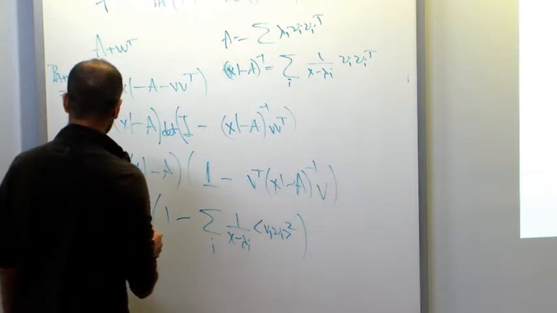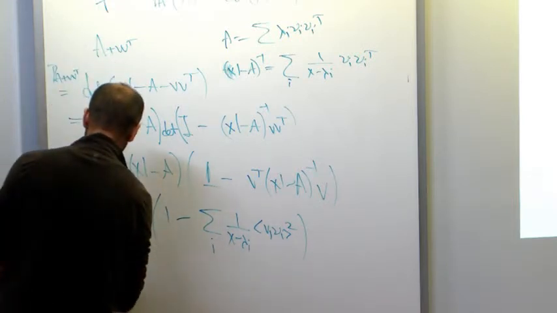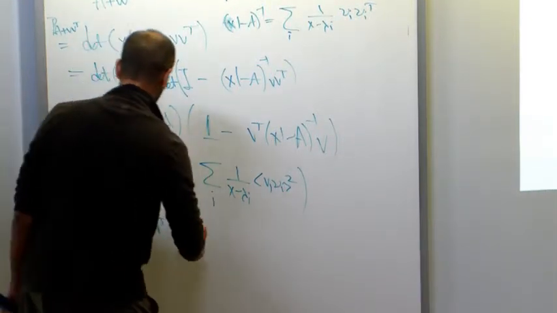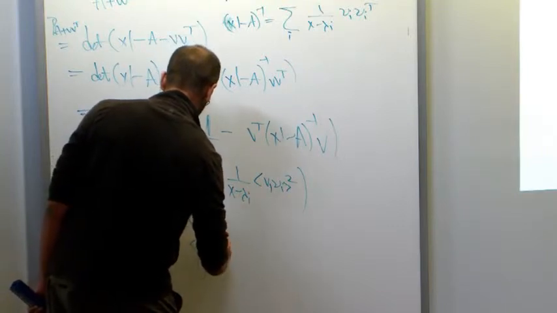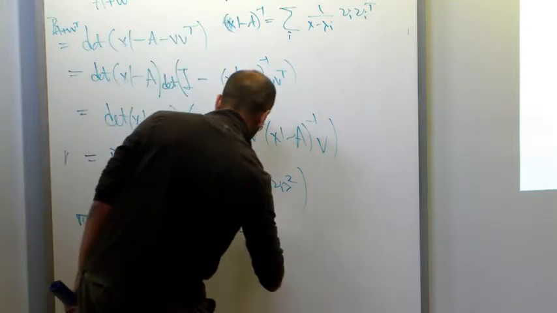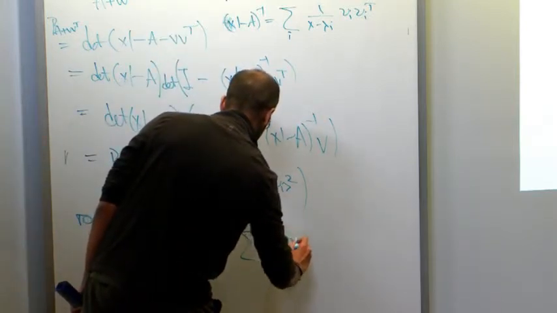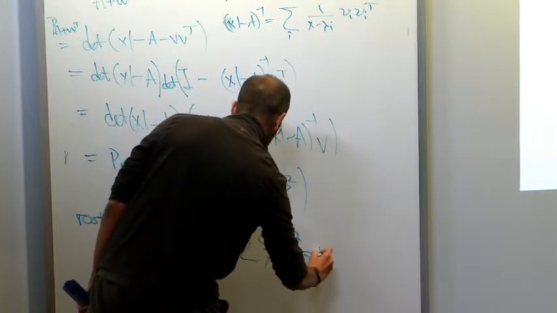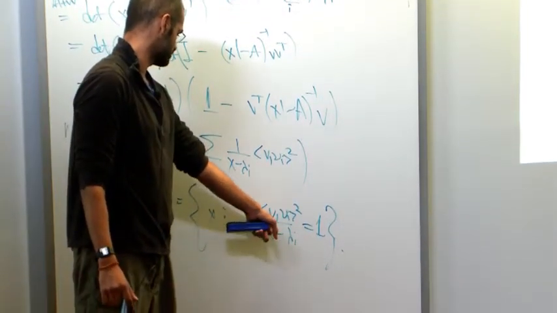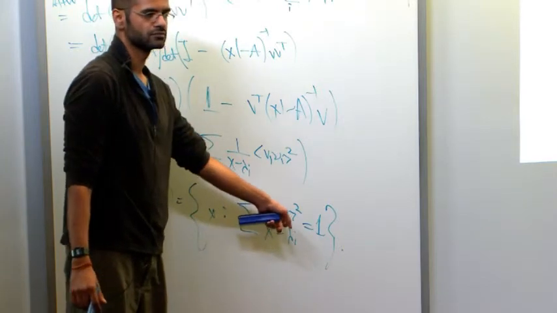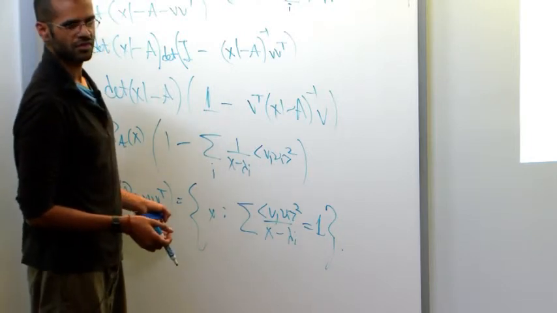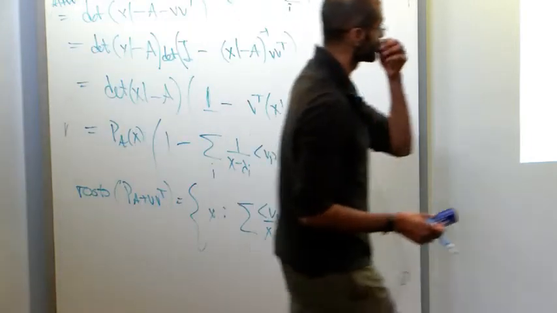Then the roots of this updated characteristic polynomial are just the set of points x for which this whole thing is equal to 0, which is the set of points for which the sum of V inner product u_i squared divided by x minus lambda_i, this rational function, is equal to 1, because that's where this whole thing is equal to 0. Is this too low? Yeah, sort of. Okay, so I'll write it over there.